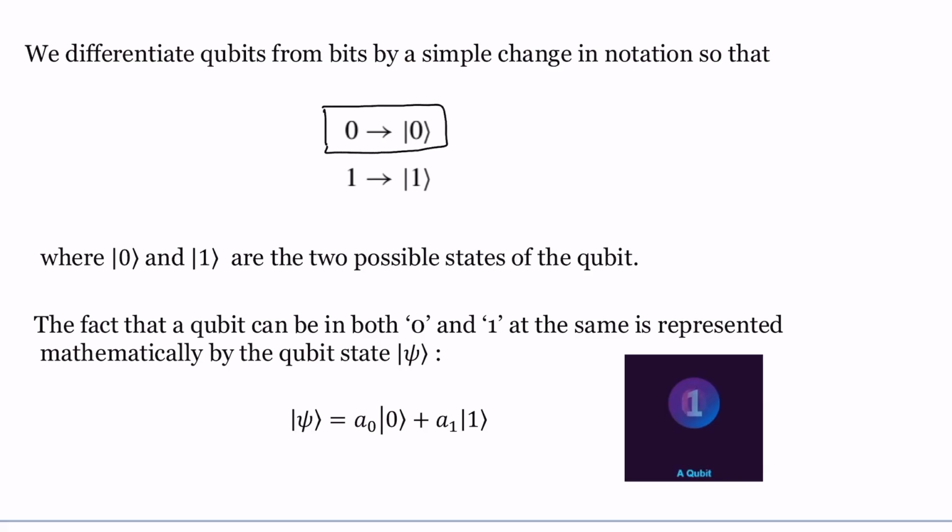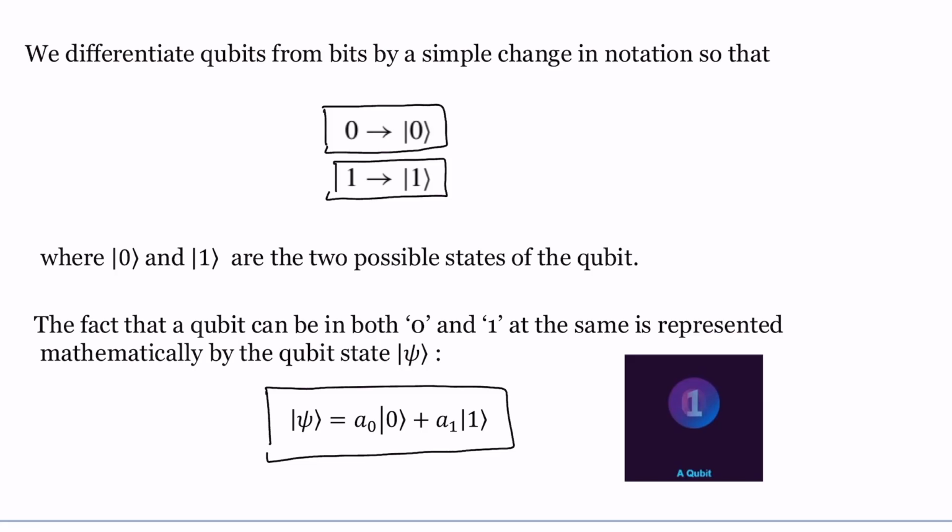0 is written as |0⟩ and 1 is written as |1⟩. So here this |0⟩ and |1⟩, as you know, are the two possible states of the qubit, and as you know, a qubit can be both in 0 and 1 at the same time, so mathematically it can be represented as a superposition of |0⟩ and |1⟩.